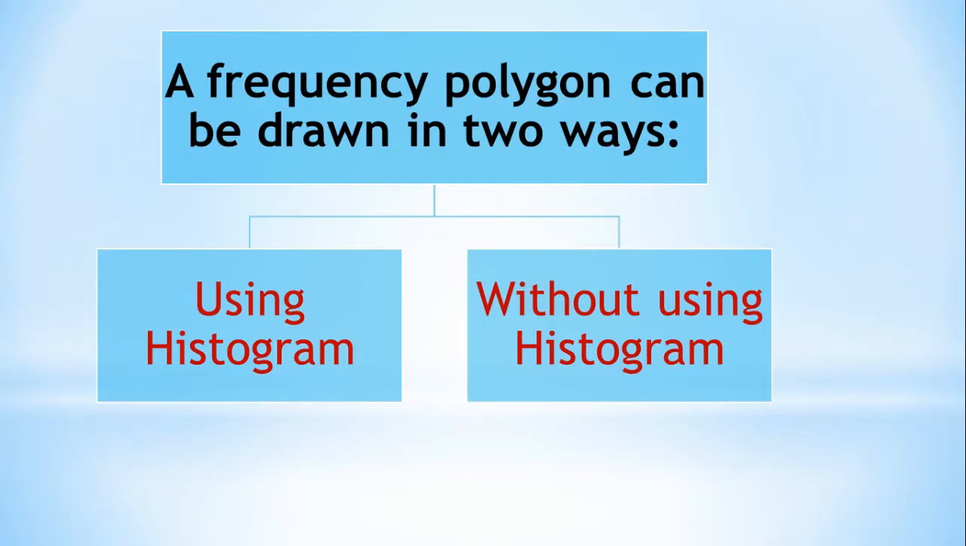And a frequency polygon can be drawn in two ways. One is using a histogram, the other is without using a histogram. First, let us note down the steps to be followed to construct a frequency polygon using a histogram and without using a histogram. Just have a quick look at the steps, children. Keep these steps in your mind and apply them while solving the problems.